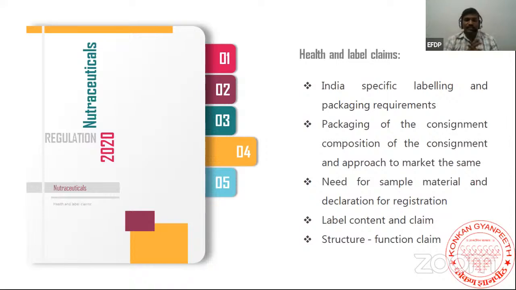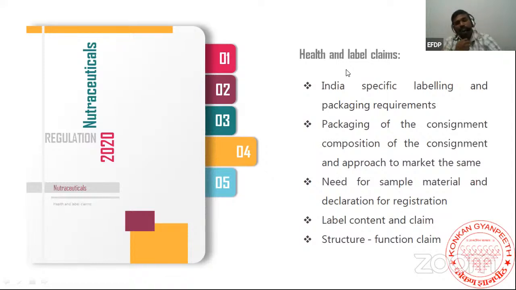So the food component is a very easy process now. Form A, we have to fill up. Form B, we have to fill up. That depends upon your turnover. That has been simplified. Previously there were three different forms, but now it has been simplified, and it has to become a regularized process.